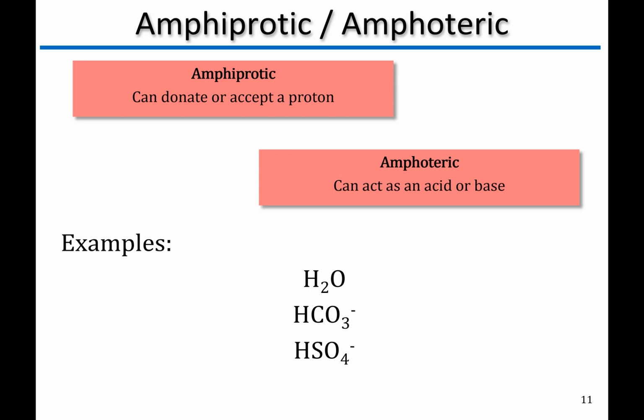Some of them may be amphiprotic, and some may be amphoteric, depending on which acid and base definition you're using. But just make sure we understand both of these terms. One means it can accept or donate a proton, meaning it can act as an acid. One means it can act as an acid or a base. Many times these terms go hand in hand, but it depends on what definition of an acid and what definition of a base we're talking about. That will probably make more sense once we get deeper into the chapter.